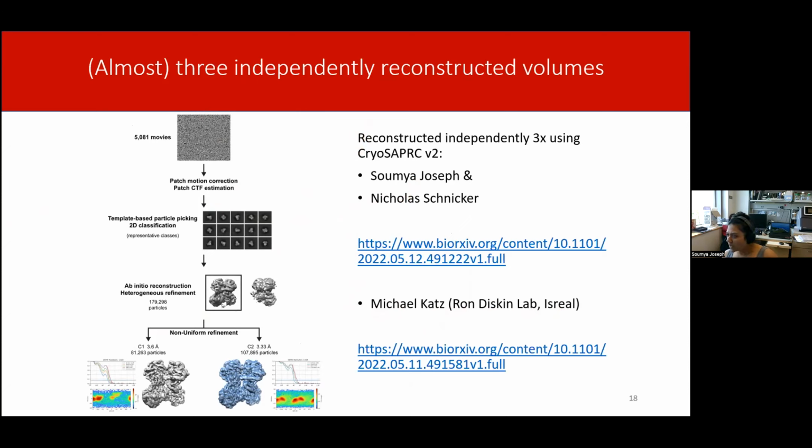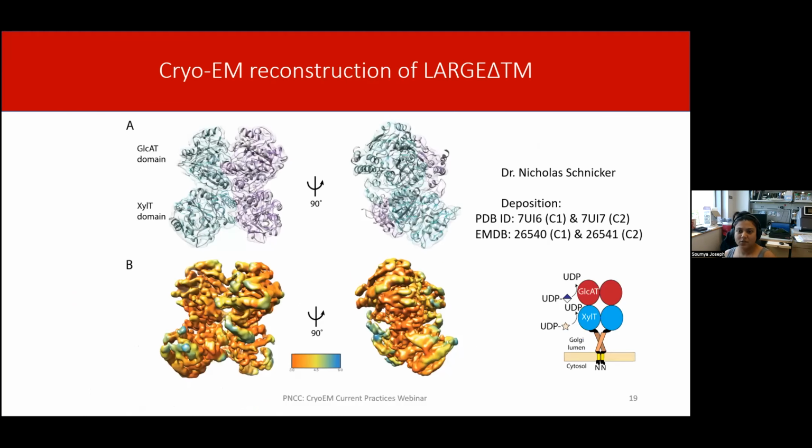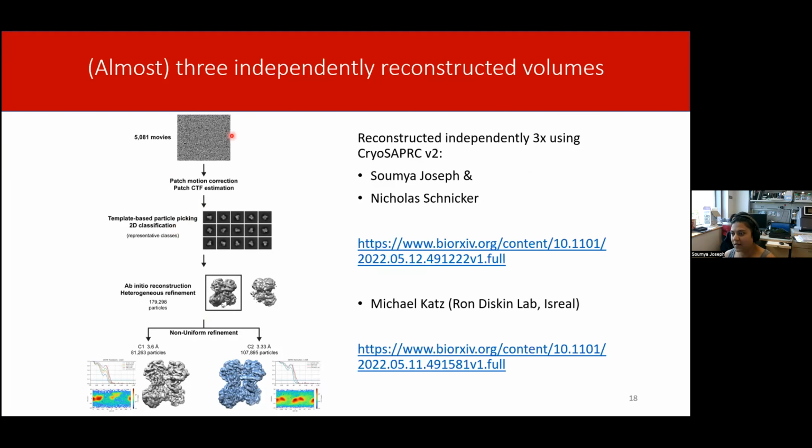So Nick and Michael Katz appear to have processed the data using conventional methods. So I'll say like normal 2D classification, and then ab initio reconstruction, and then non-uniform refinement. Because LARGE1 is a dimer, we both did C1 reconstruction and C2, just in case there was asymmetry there.